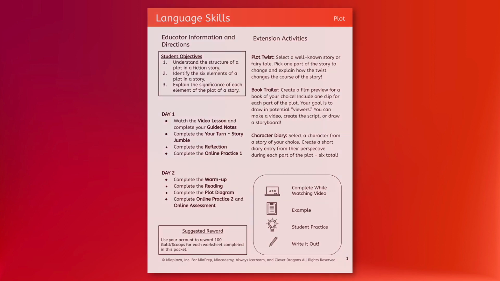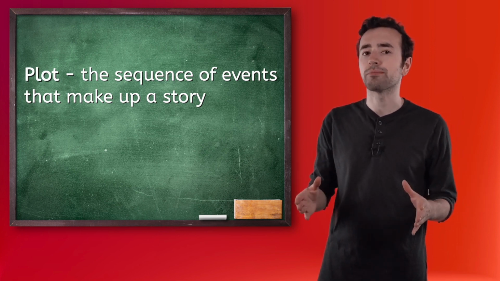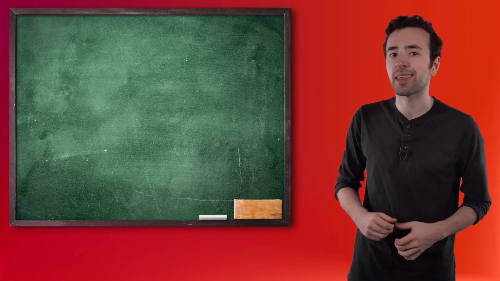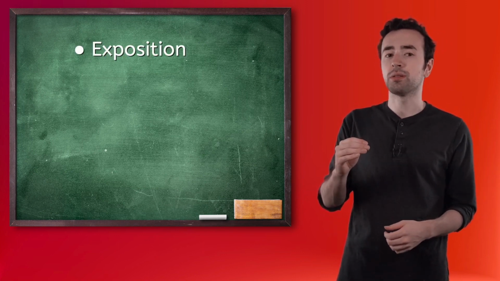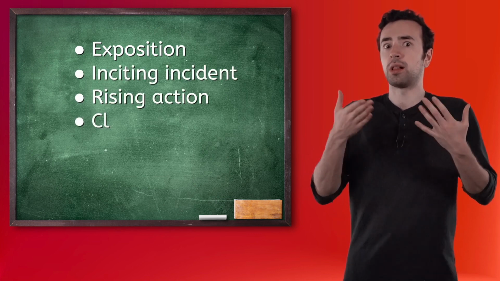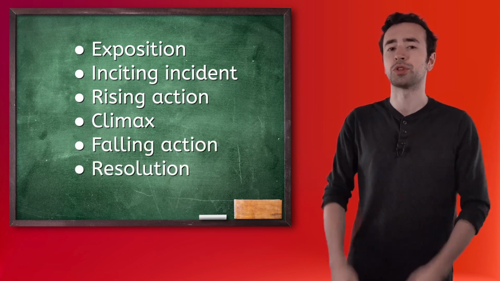Stellar! Here we go! Plot is the sequence of events that make up a story. It's like my hiking map, guiding us through all of the twists and turns. There are 6 main elements that a plot usually follows. They are exposition, an inciting incident, rising action, the climax, falling action, and the resolution.